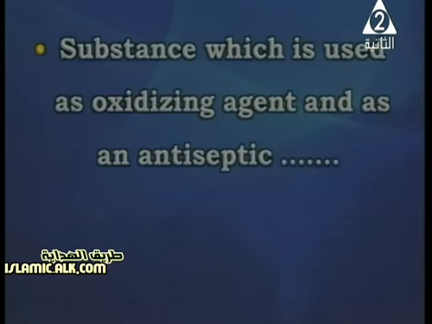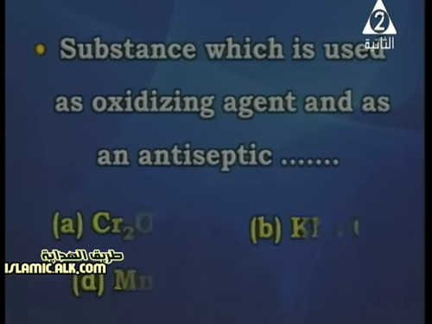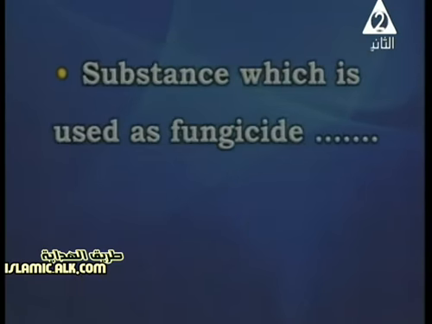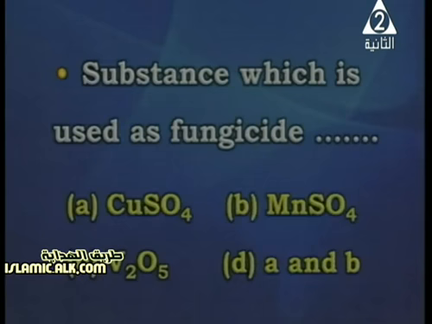Next point, the substance which is used as an oxidizing agent and as an antiseptic. Is it chromium oxide, potassium permanganate, manganese dioxide, or vanadium pentoxide? If you think about the answer, it will be potassium permanganate. Next point, the substance which is used as a fungicide is copper sulfate, manganese sulfate, vanadium pentoxide, or A and B. Yes, if you think about it, the answer will be A and B.